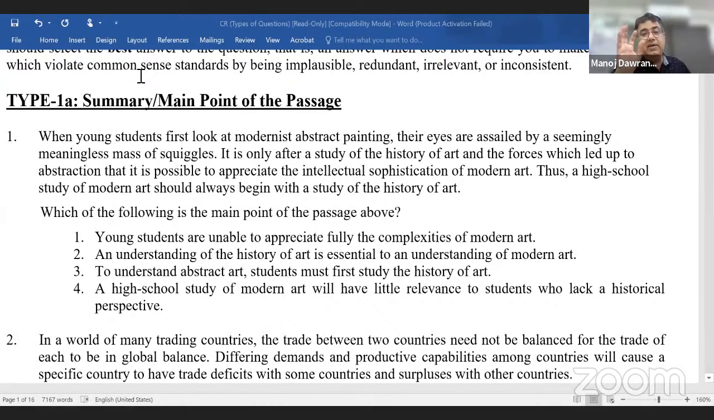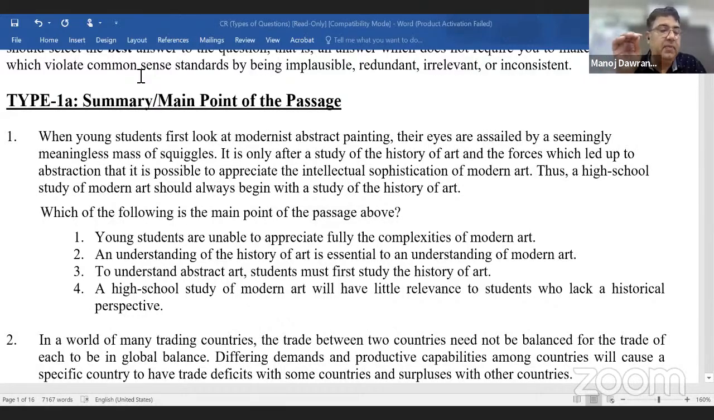What is written in the first line? Young kids when look at modernist abstract painting their eyes are attacked by these stuff. Meaning a young child sees it and doesn't understand anything, but when he studies well the history of art and the forces which led to it, he somehow is able to appreciate the intellectual sophistication of modern art. So what is the conclusion? The conclusion is that a high school study of modern art should always begin with a study of history of art. So we have the premise and we have the conclusion that a high school study of modern art should always begin with a study of history of art.